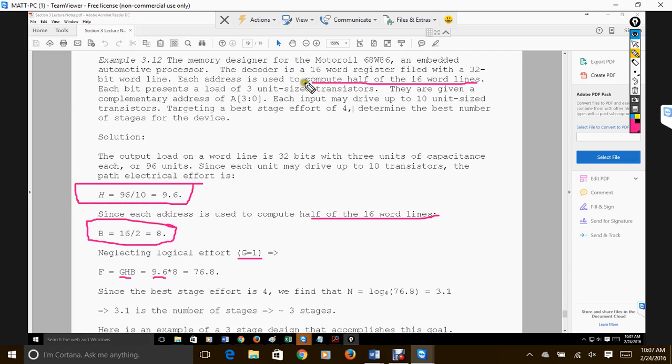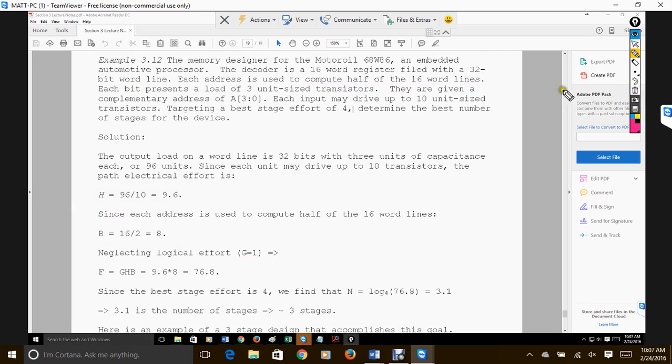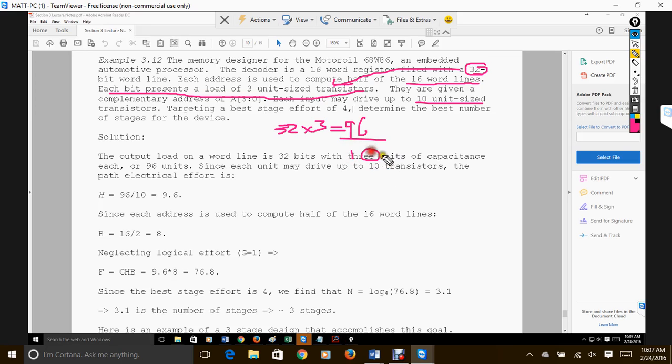So the way we figured this out, to go over again, we had 32-bit word lines, right, for each address. And each address is used to compute half of the 16 word lines. So additionally, each bit presents a load of 3 unit transistors. So you have an address that's driving 3 transistors, so it's 32 times 3, which is 96. And they're given, each input may drive 10 unit size transistors. So that input is going to be 96 over 10.